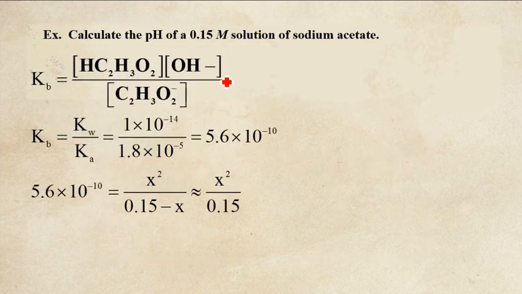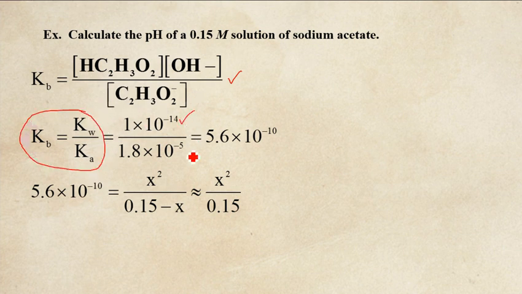So the first thing we would do would be write our equilibrium expression, and this is our equilibrium expression with the acetic acid and hydroxide for products and the acetate ion as a reactant. We then have our rearranged Kw expression solved for Kb. Here's our Kw, here's our Ka for acetic acid, and we get a Kb value for the acetate ion.